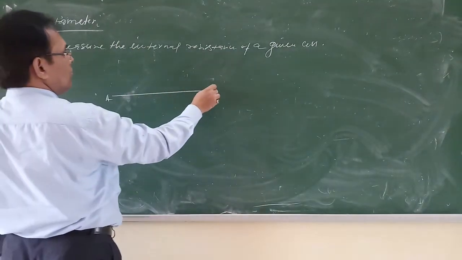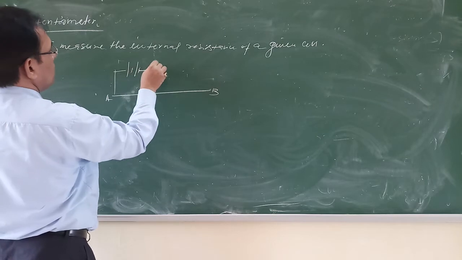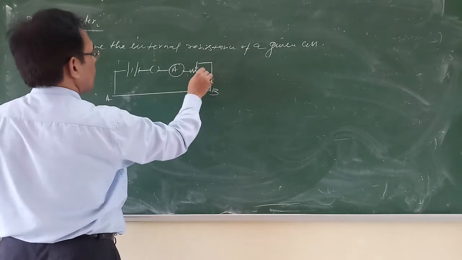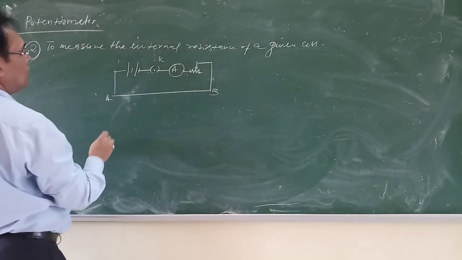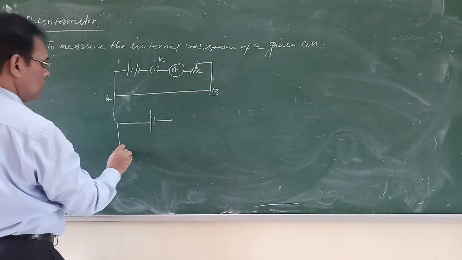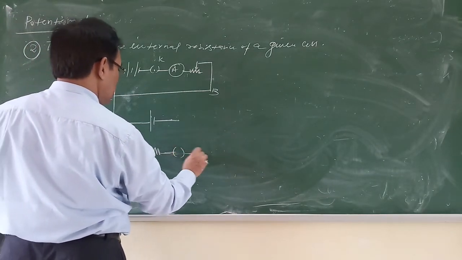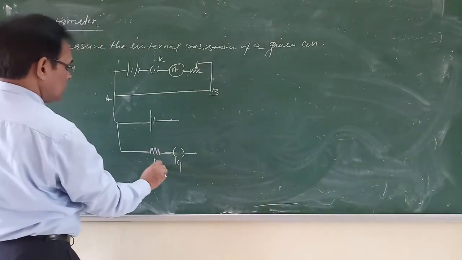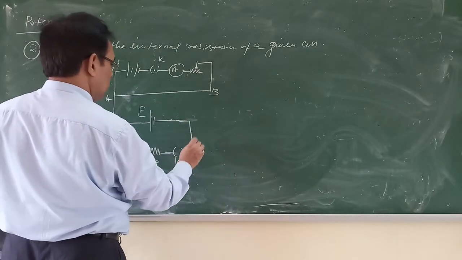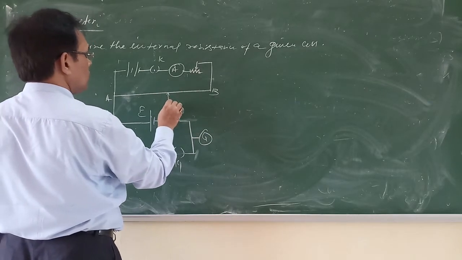This is the potentiometer wire. This is the cell, this is the key, this is the ammeter, and this is the rheostat. K is closed, and from here you take one cell, and here you take one resistance wire, and here attach one key K1, resistance R, EMF E, and then connect to a galvanometer. And then again you will see the two positions of the jockey.